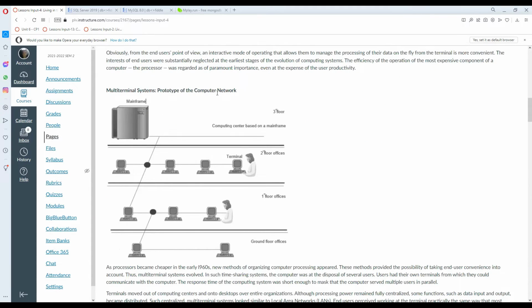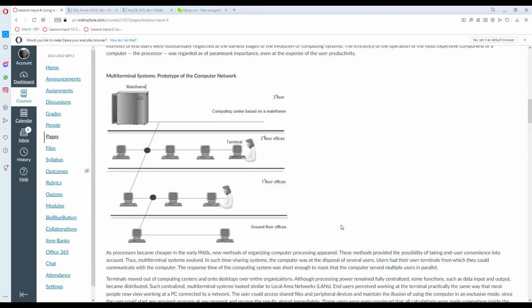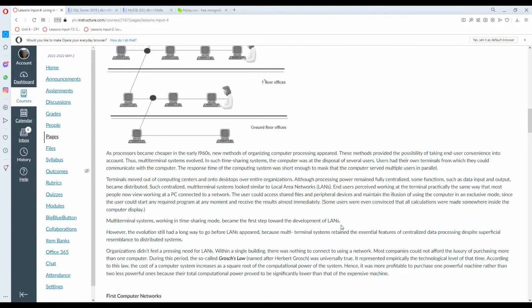Multi-terminal systems, prototype of the computer network. So in multi-terminal systems, we have here different floors wherein the terminals are interconnected to the mainframe. As processors became cheaper in the early 1960s, new methods of organizing computer processing appeared. These methods provided the possibility of taking end-user convenience into account. Multi-terminal systems evolved into time-sharing systems.